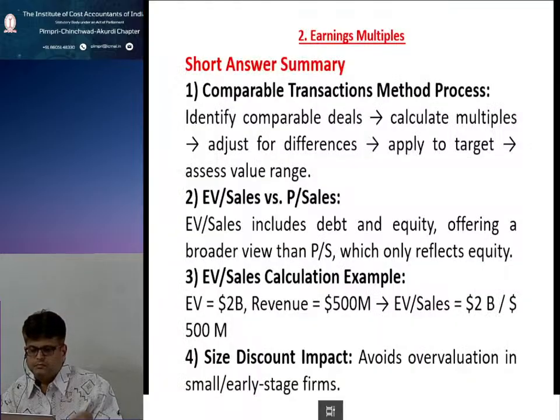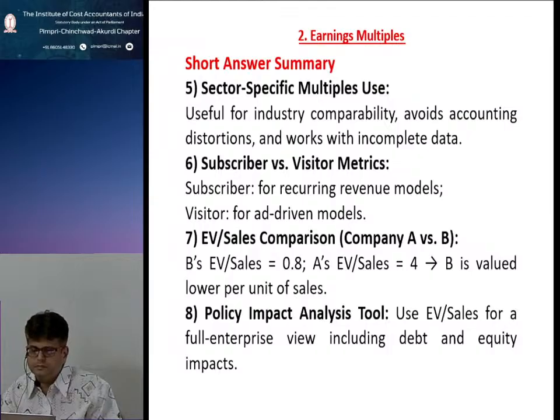So EV to sales comparison, typically company A versus B. So B's EV to sales is 0.8 and A's EV to sales is 4. Then B is valued lower per unit of sales in a way. Eighth question deals with policy impact analysis tool, which uses EV to sales for a full enterprise view, including debt and equity impacts. So this is what policy impact analysis tool is.